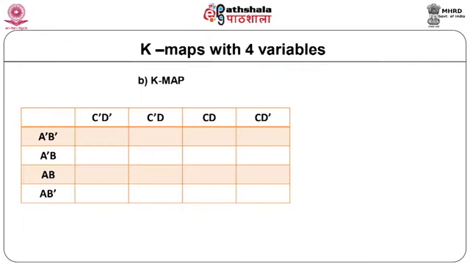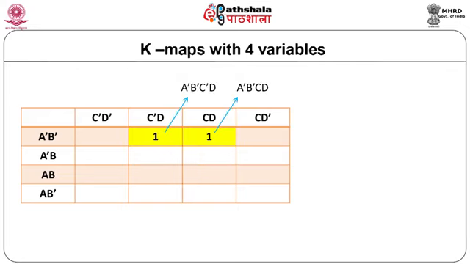Let us prepare a K-map of 4 variables. A B are written to produce rows and C D are representing columns. Let us look at the truth table and place 1 in the cells wherever the term is present. So, in the first term we have A bar, B bar, C bar and D. Let us put 1 there.